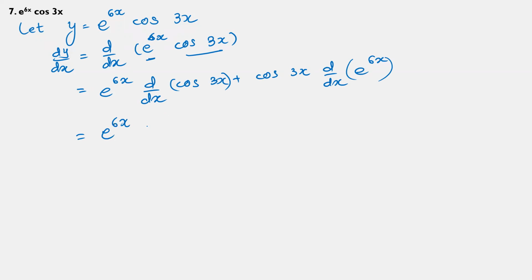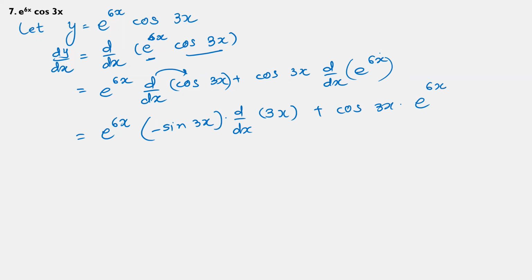So e to the power 6x. The differentiation of cos is a minus sign, but we have to apply the chain rule, plus cos 3x as it is, e to the power 6x, but it is 6x. It's not only x. Chain rule will be there, chain rule with the power also. If there is even a slight deviation from the formula, then apply the chain rule.